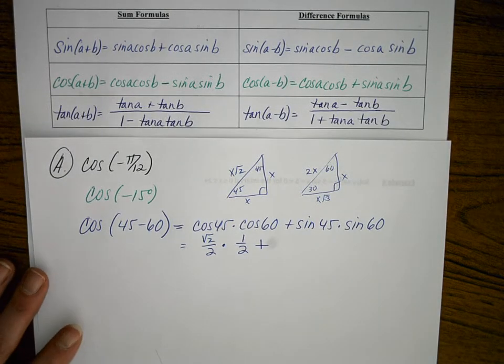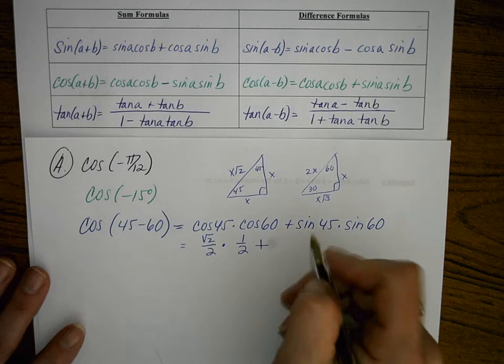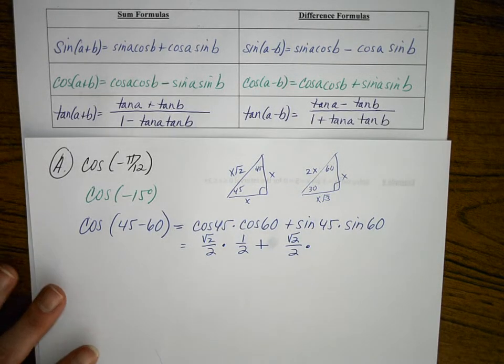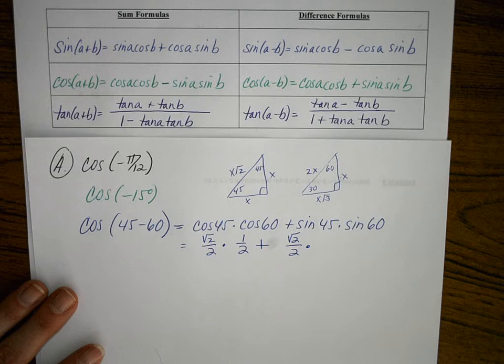Plus, all right, sine of 45. What is the sine of 45 going to be? Katie? Root 2 over 2. Times, what about the sine of 60, Zach? Which simplifies to? Beautiful.